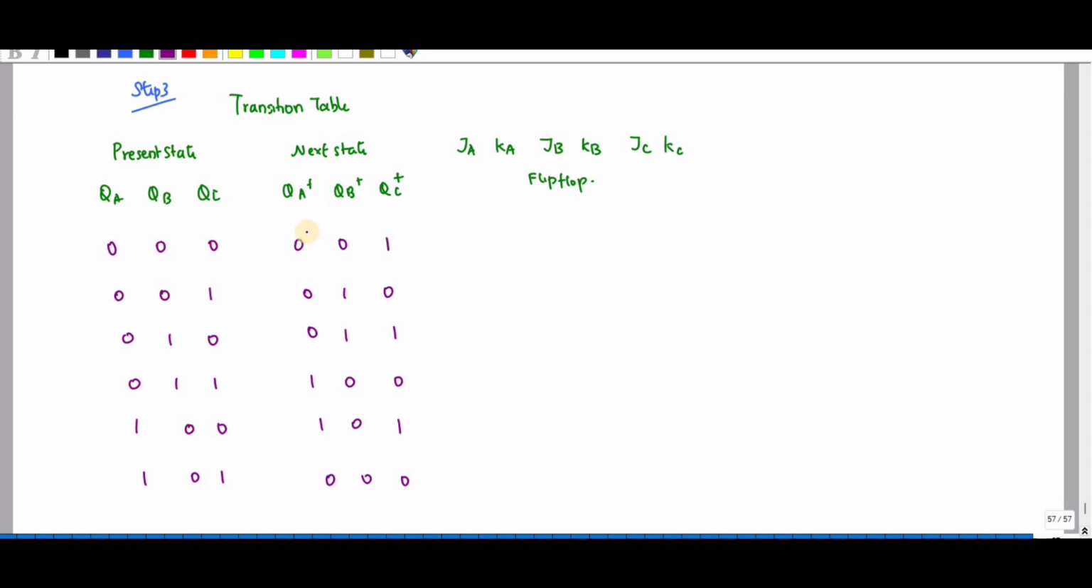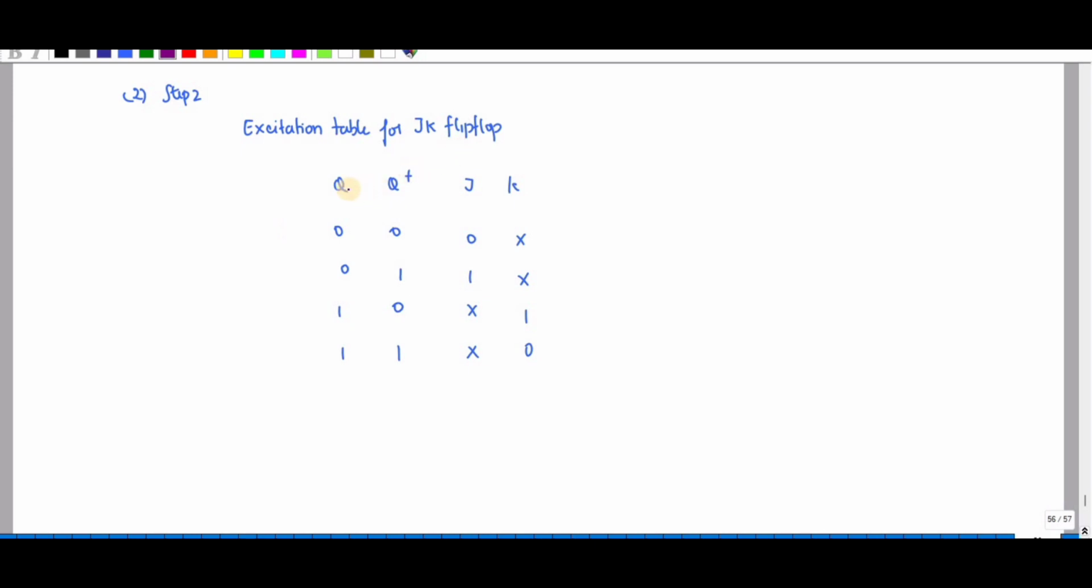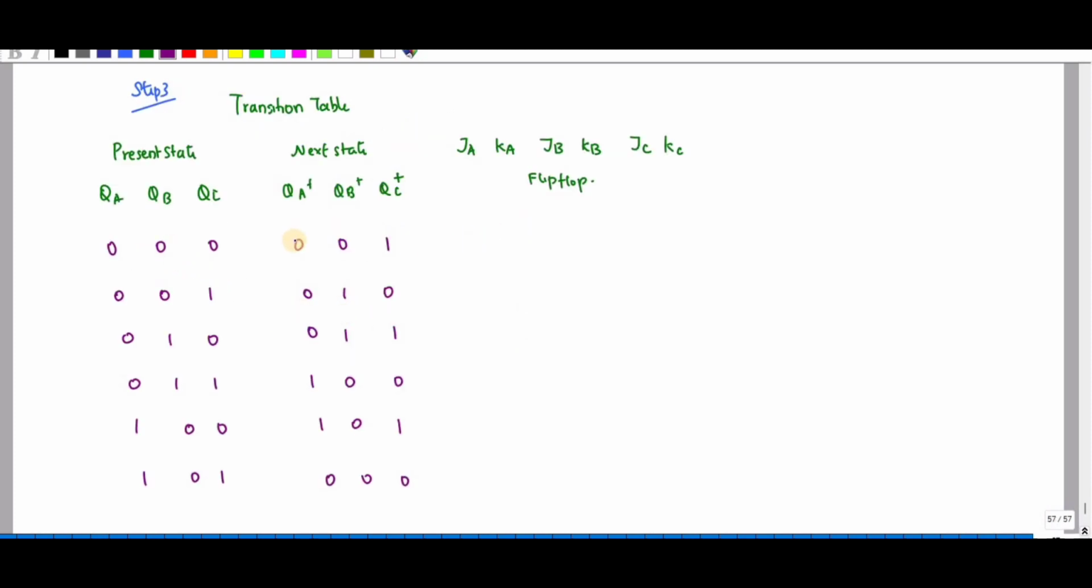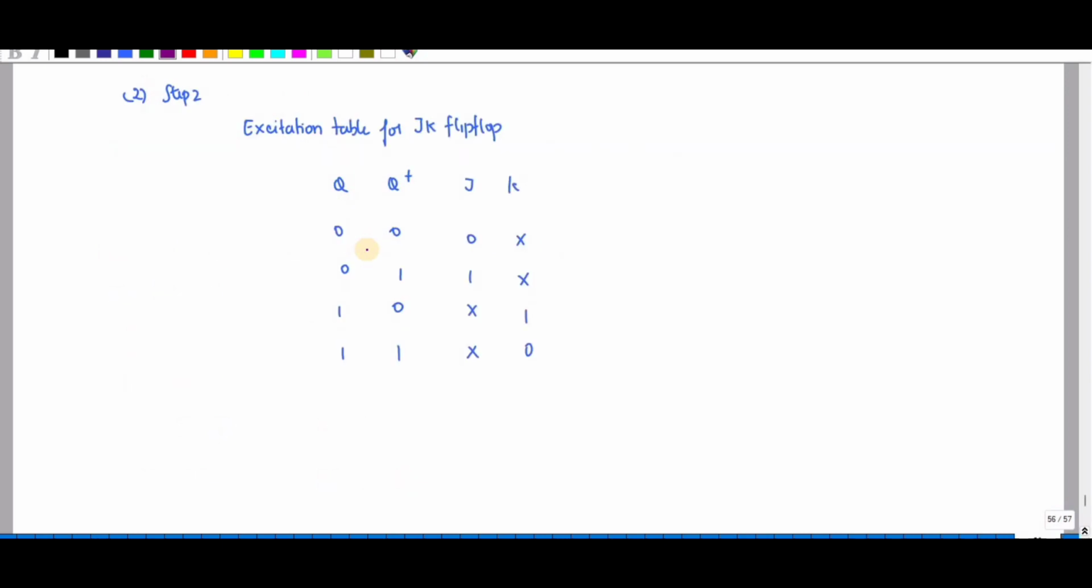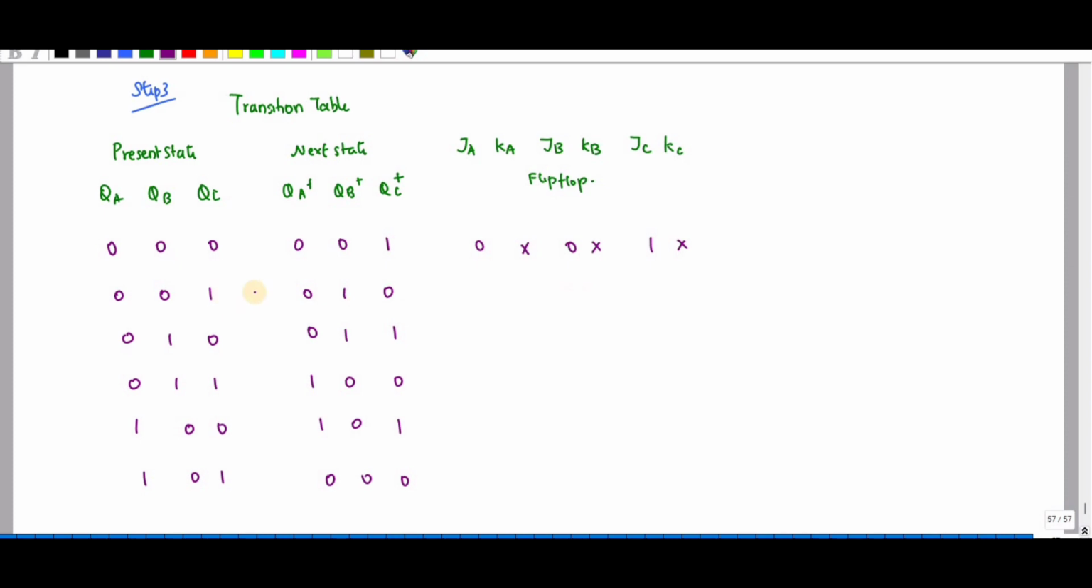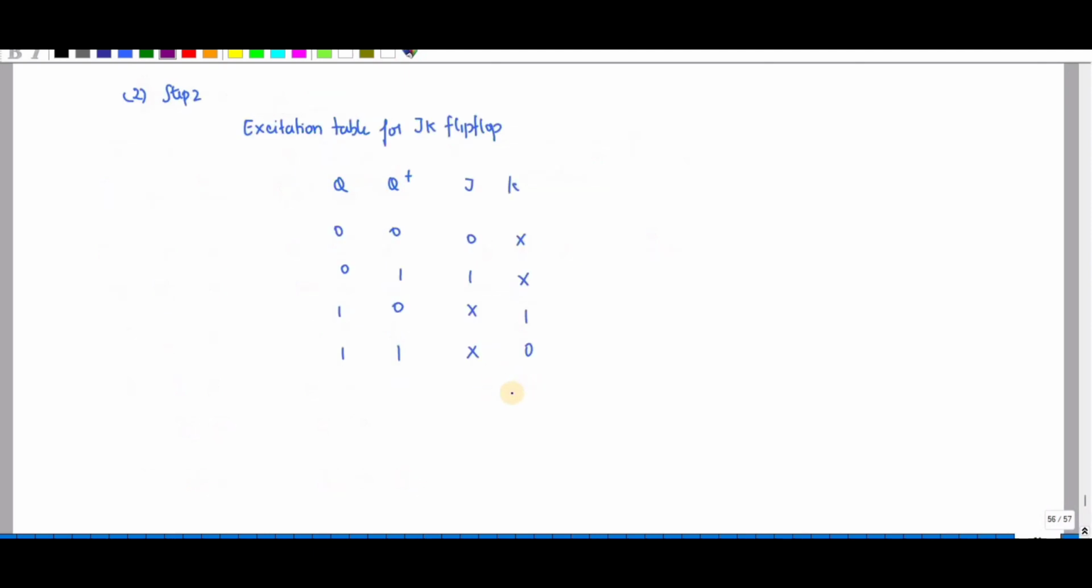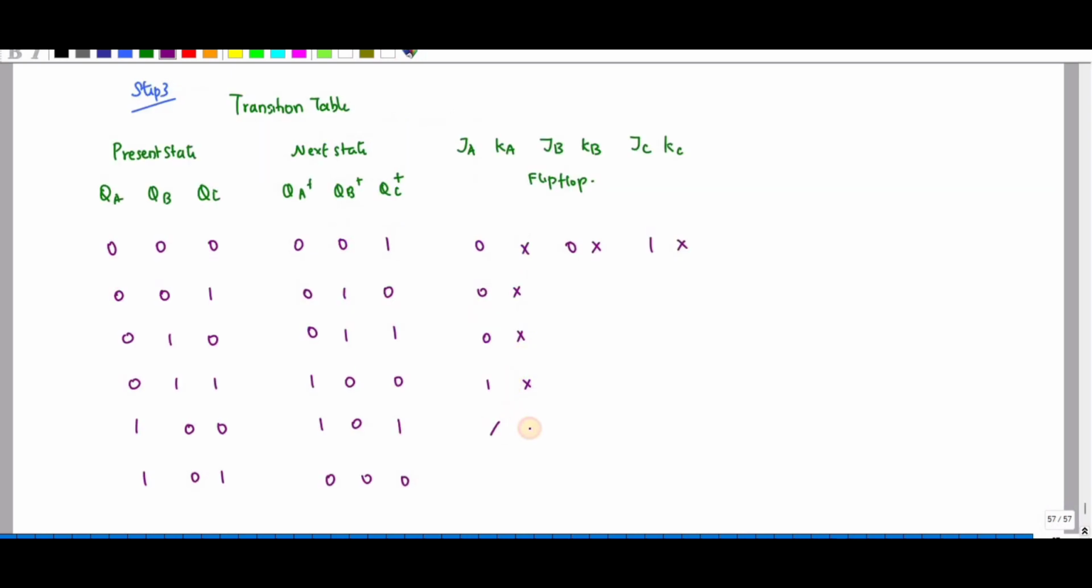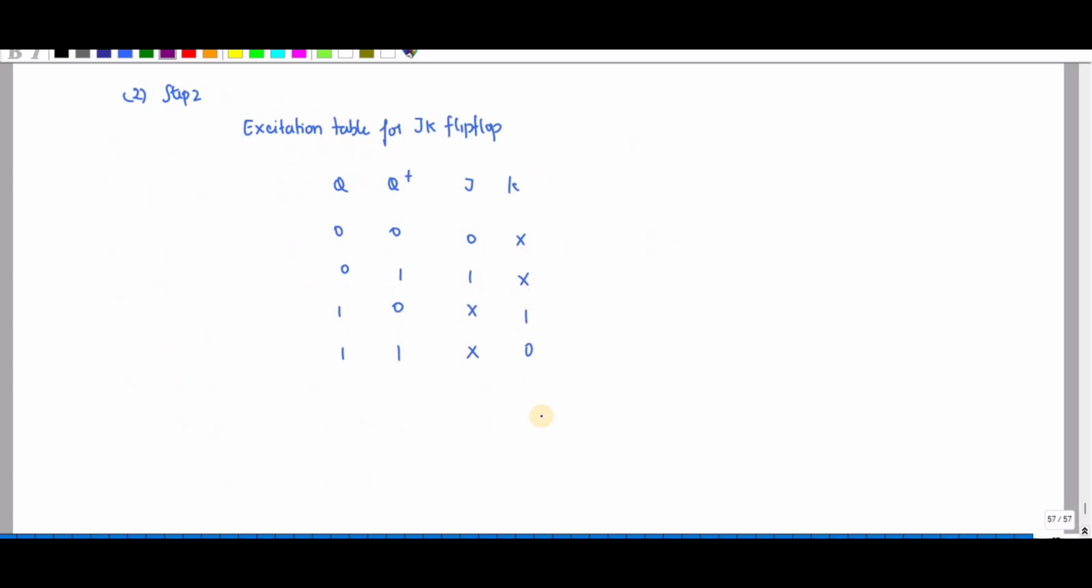Now I am going to compare the present and next states, starting with QA and QA plus. For 0 to 0, it is 0 X, and this is also 0 X. For 0 to 1, it is 1 X, and for 1 to 1, it is X 0. And this is X 1.